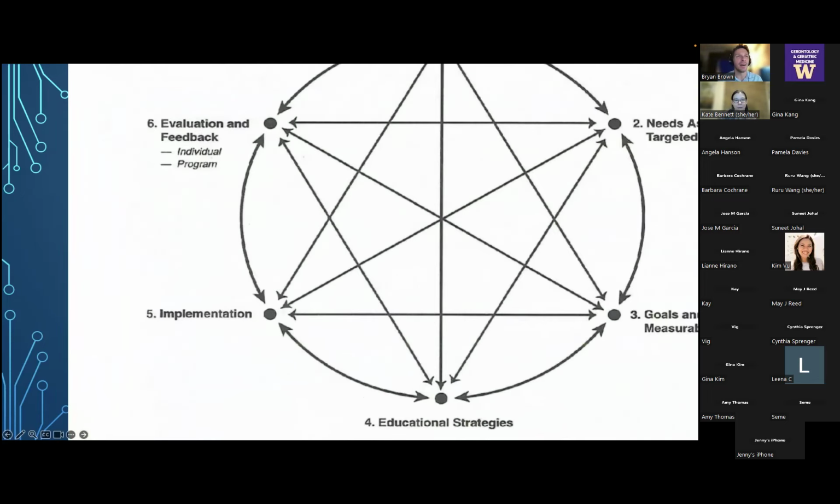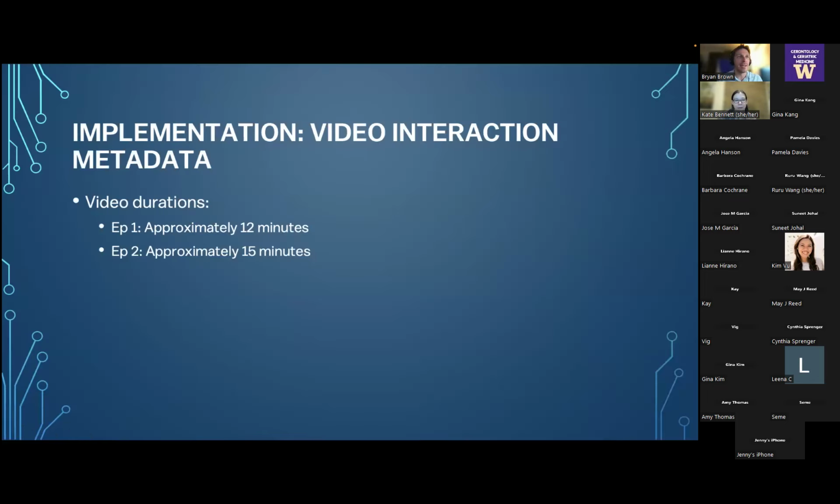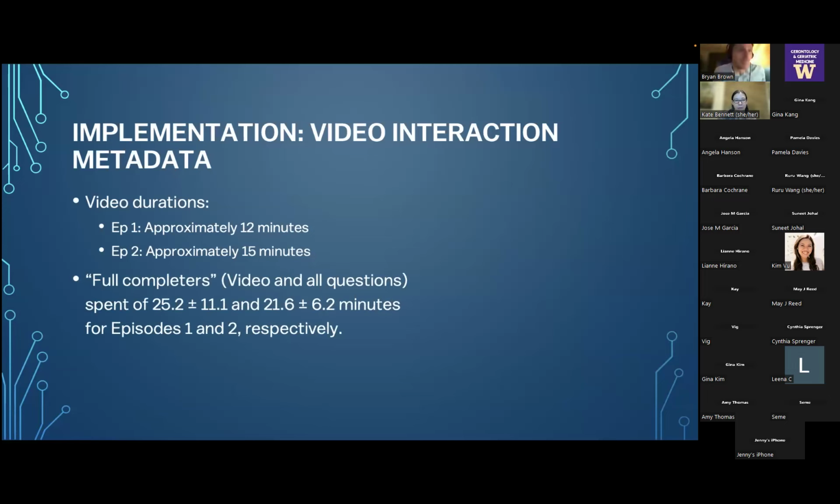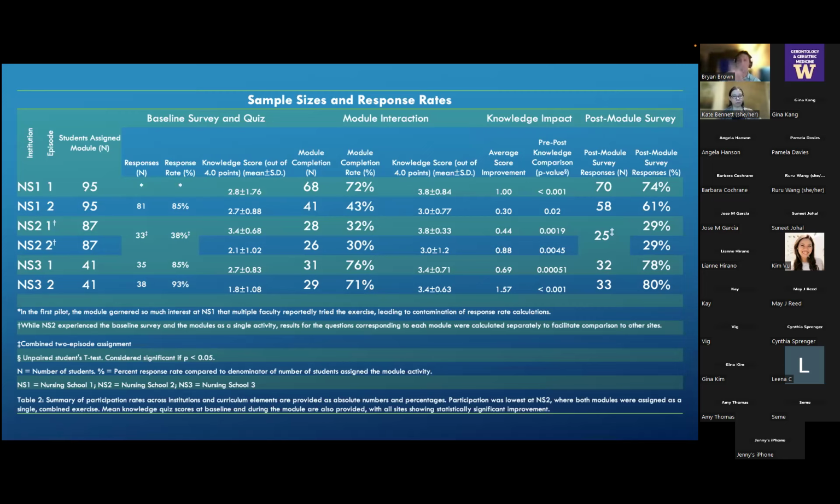Okay, so implementation and feedback. So we made two videos, the cognition one and the dementia one. We wanted them to be under 10 minutes. We failed. One was 12 minutes, one was 15 minutes. For people who completed the full assignment with the video and the pop-up questions, it took an average of 25 and 21 minutes respectively. This is an overwhelming table, but I'm going to point to a few things.